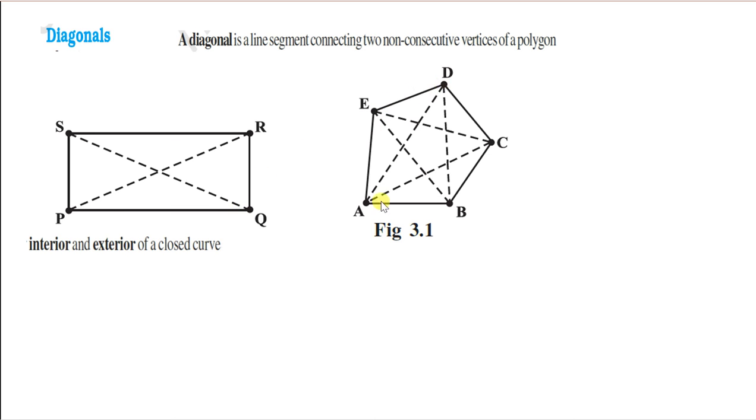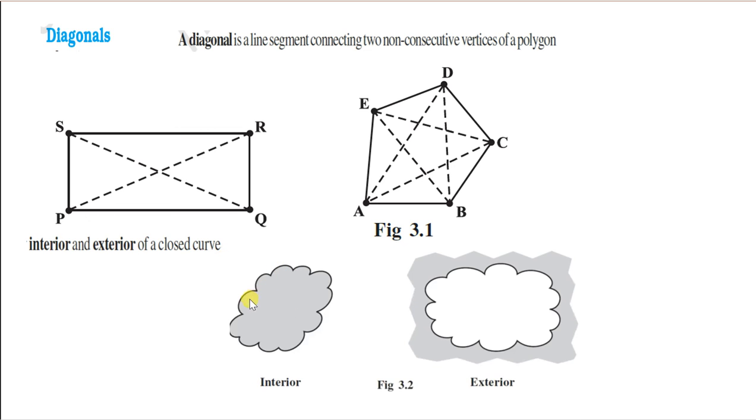If we have a pentagon, then DA, DB, EC, EB, they are the diagonals of the polygon. Now, interior and exterior of a closed curve. The part which is lying inside its boundary is called the interior of the polygon, and the area which is lying outside the boundary of the polygon is called the exterior of the polygon.